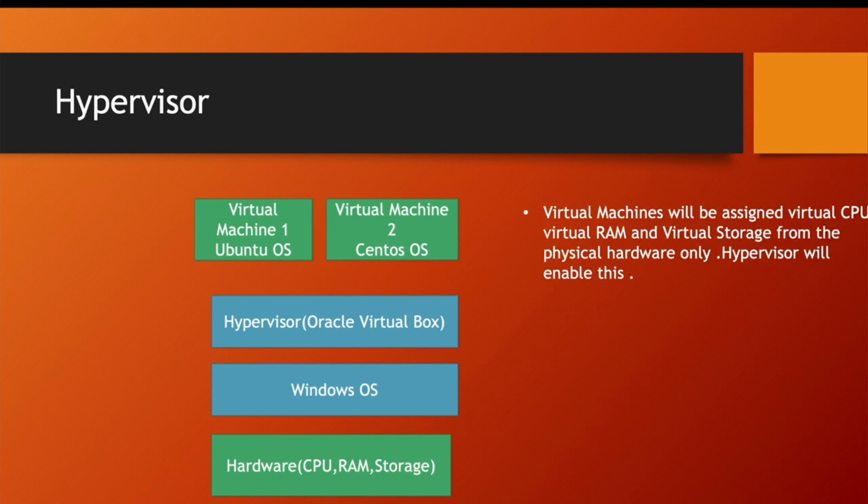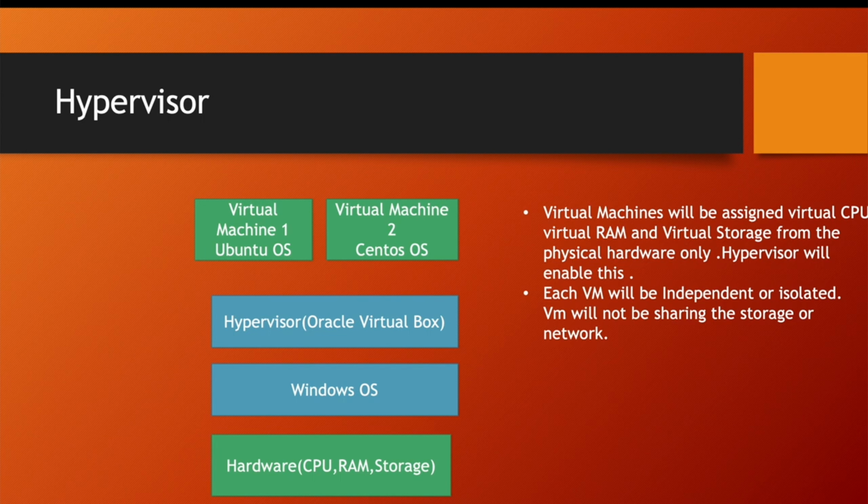Hypervisor will actually create the virtual CPU, virtual RAM, and virtual storage for each of the virtual machines. It will give only those resources that exist on the physical machine. So in short, you will have one physical machine and on top of that, you will have multiple virtual machines sharing the resources of the physical machine using a technology like hypervisor. Okay, for example, Oracle VirtualBox.